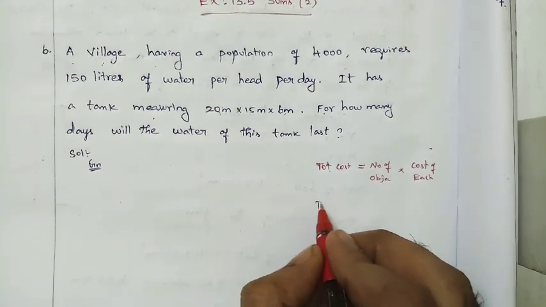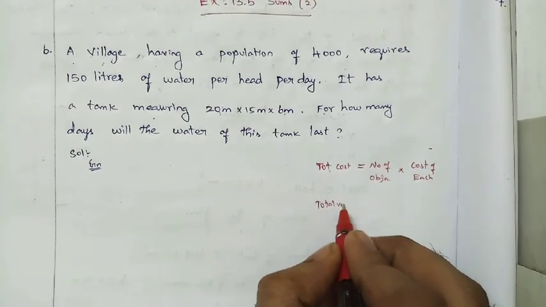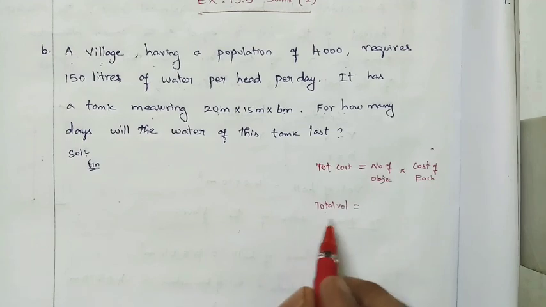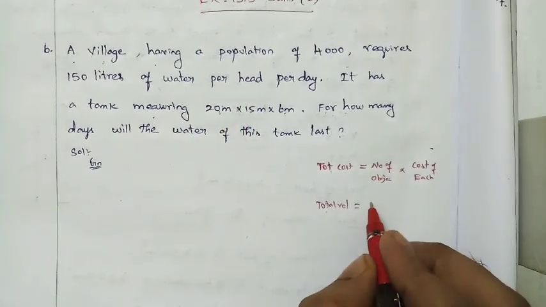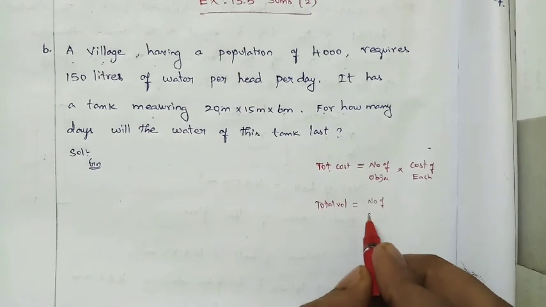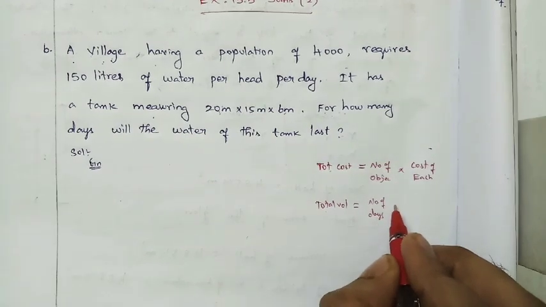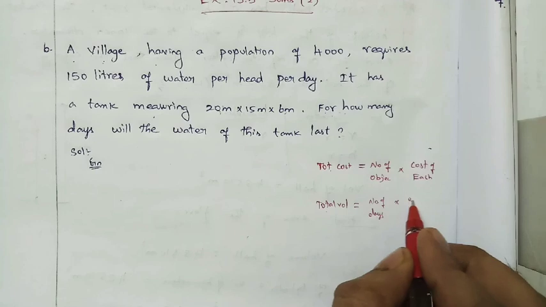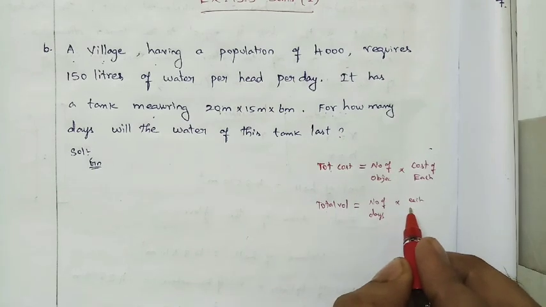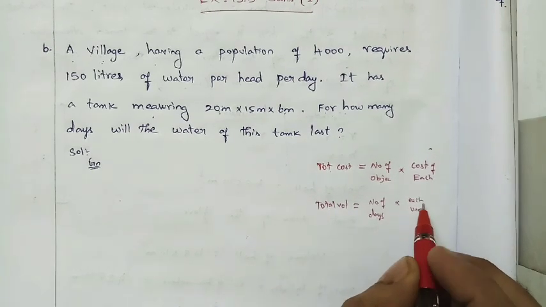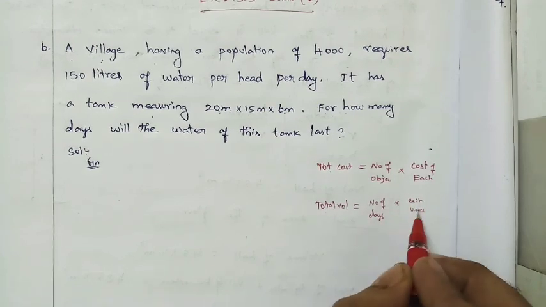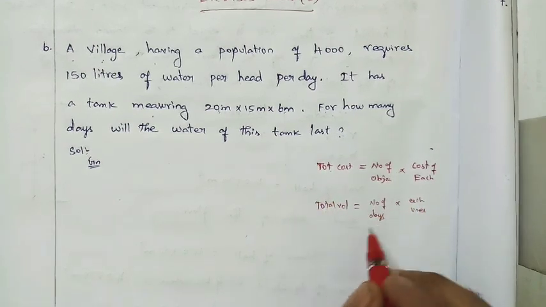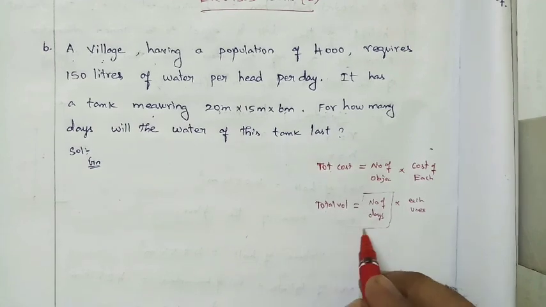So the formula is: total volume of water in the tank is equal to number of days used into each day used, each day needed. For one day, how much water is needed? Number of days, while we are multiplying these two, we'll get total volume. So now what do we need? Only the number of days alone.